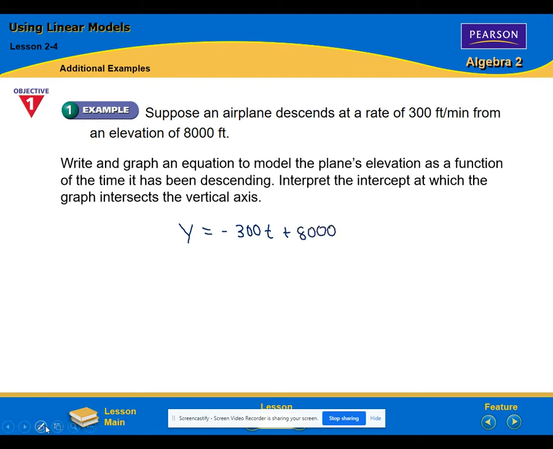And you might use E for elevation or A for altitude. I went with y, but then t for time is something I like to do. Okay, so input, output, right? And you could get some more points off of this. You could plug 2, 3, 4, 5 in for t, get some outputs for y, or you could graph it out of slope-intercept form, and you'd have a y-intercept of 8,000 and then a slope of negative 300.